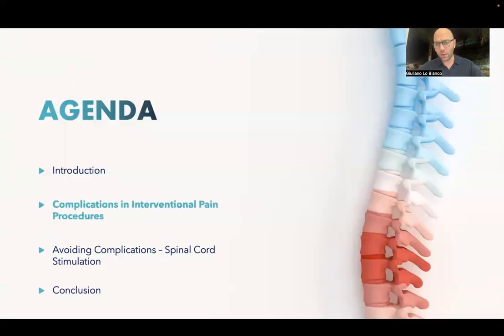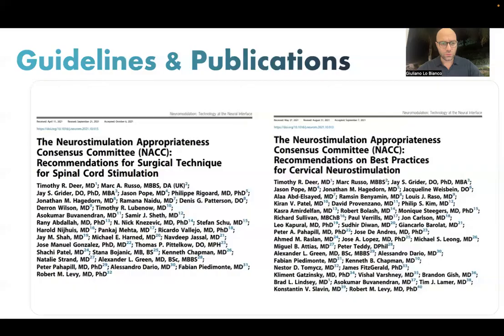So we are going to focus about spinal cord stimulation mainly. We know that there are several complications, several types of complication. We must be aware of them and try to avoid them. But if not, we have to correct them. So this presentation is mainly done thanks to these guidelines and publication, which all of us should follow.